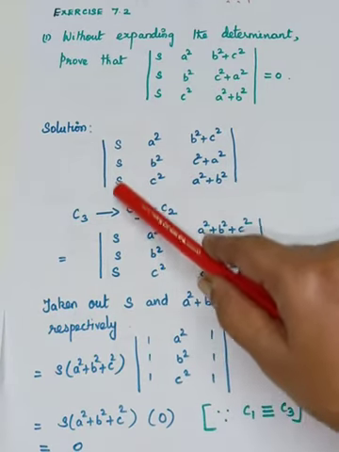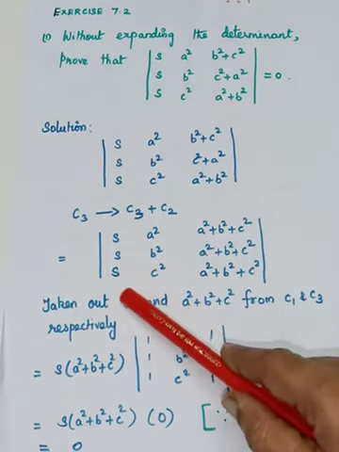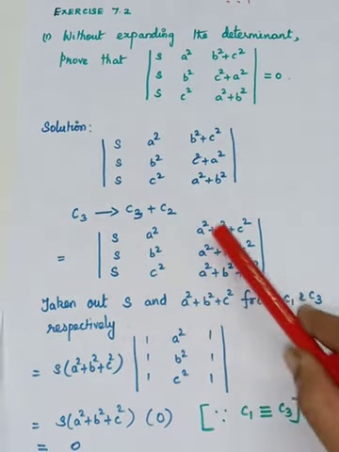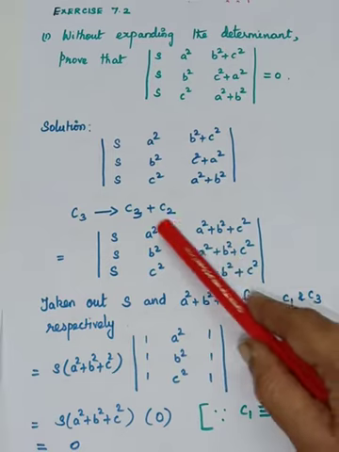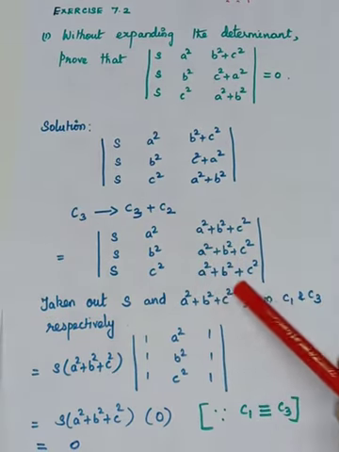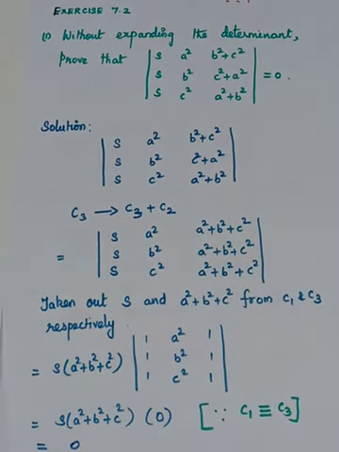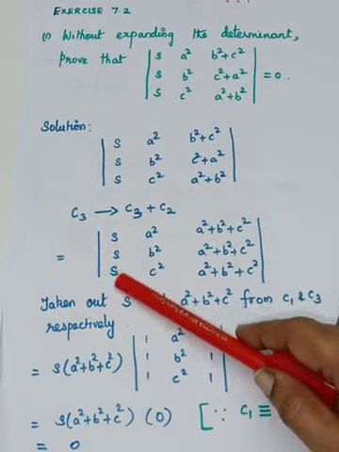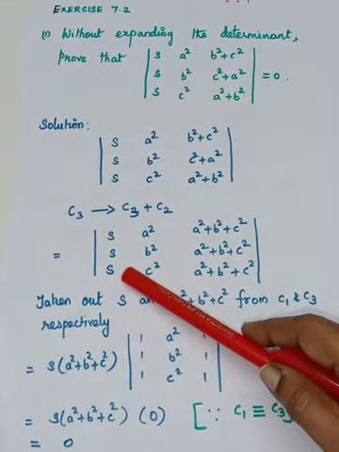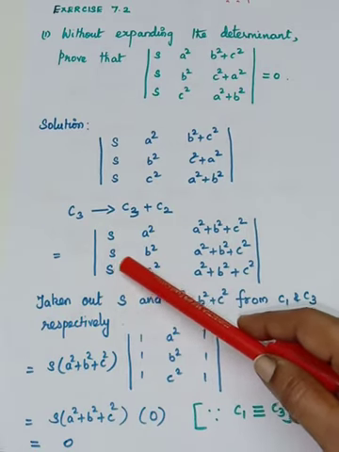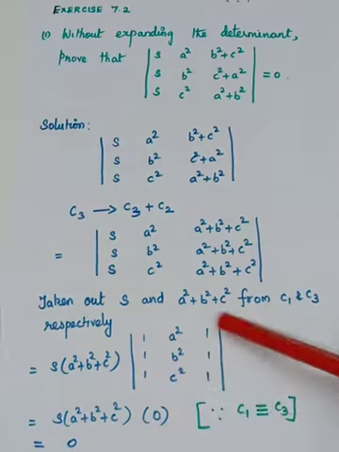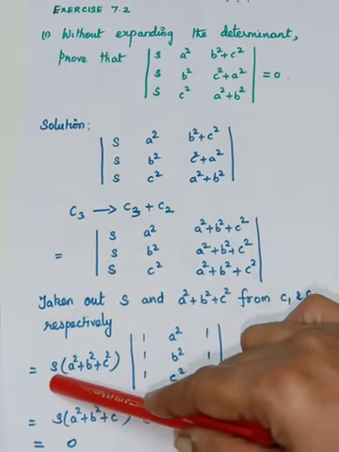There is no change in C1. So C1 is written as it is and C2 is also written as it is. I made the change in C3 as C3 plus C2. So you will get this answer. You see now here this column is multiplied by S. So according to the property, the S can be taken out. So the value of the determinant is also multiplied by S.